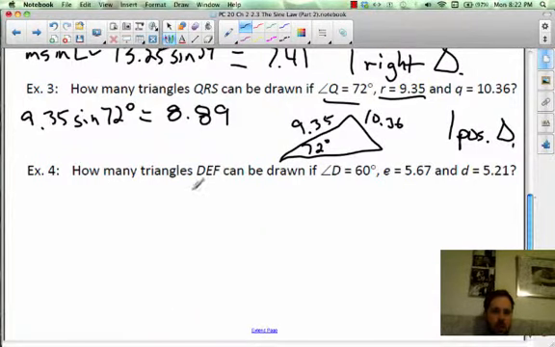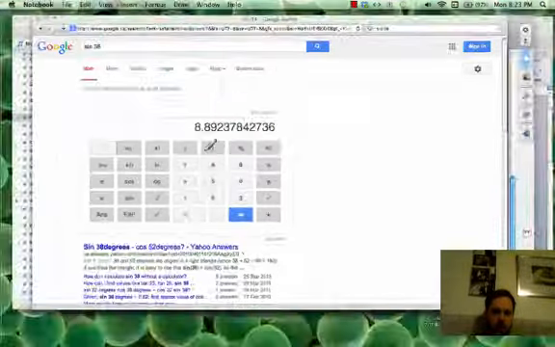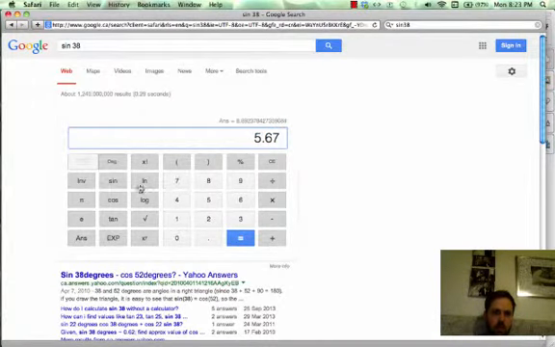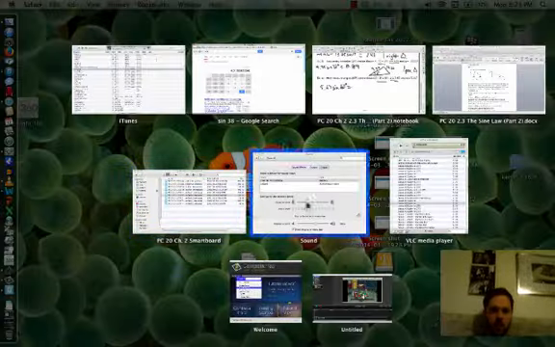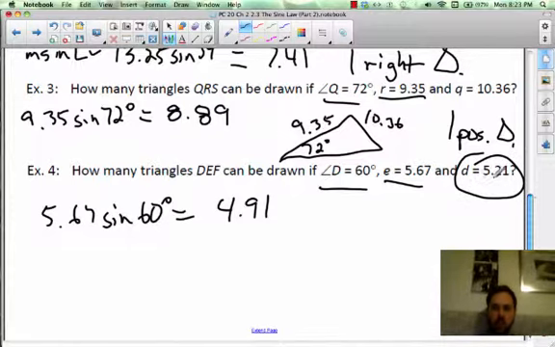Finally, our last one here. How many triangles DEF can be drawn? Same situation. Let's go E sine D. So 5.67 sine 60 equals 4.91. This is 4.91. And d, the opposite side, is long enough to get down there, okay?